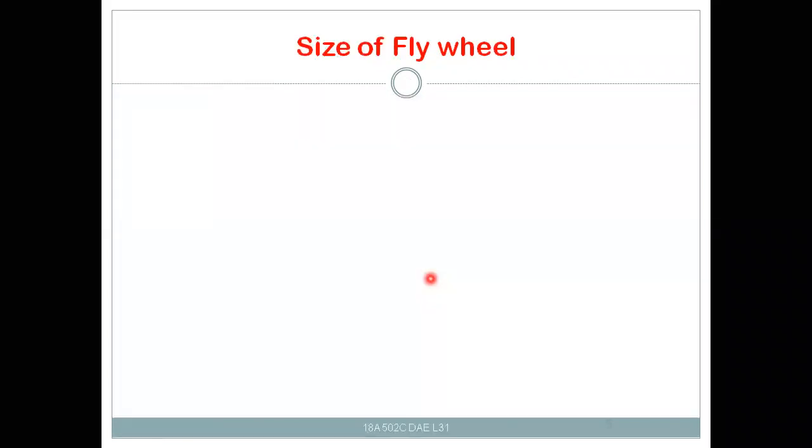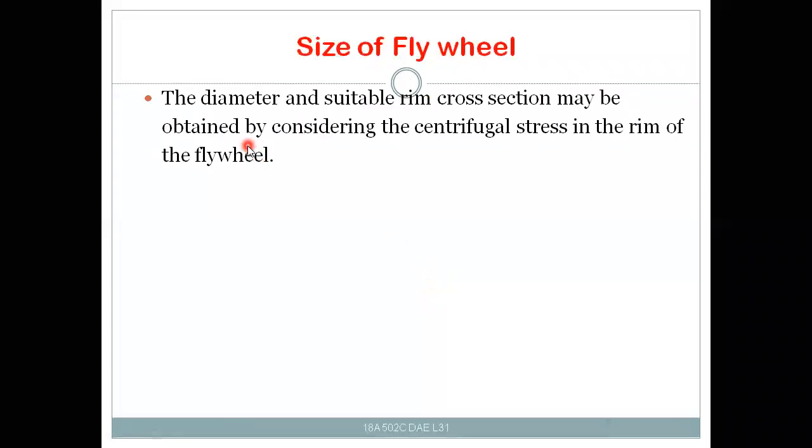Now, in case of size of flywheel, we are going to determine the rim diameter and also a suitable rim cross section. That means the width of the rim and the thickness of the rim we are also going to get in this. The cross section of the rim may be obtained by considering the centrifugal stress in the rim of the flywheel. From this we are going to determine the diameter of the flywheel and the rim cross section, by using centrifugal stress.